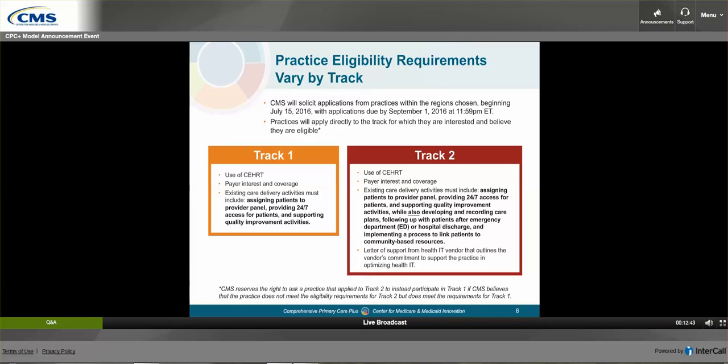As I mentioned, the application period will run from July 15th through September 1st, and we will announce the regions immediately prior to the start of the practice application period.